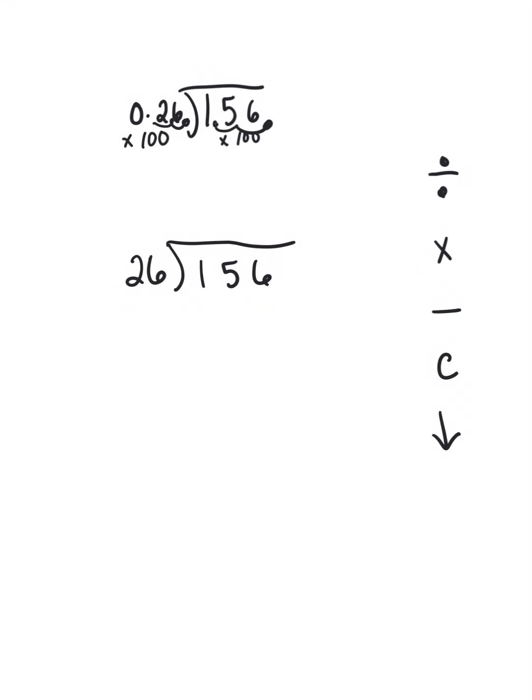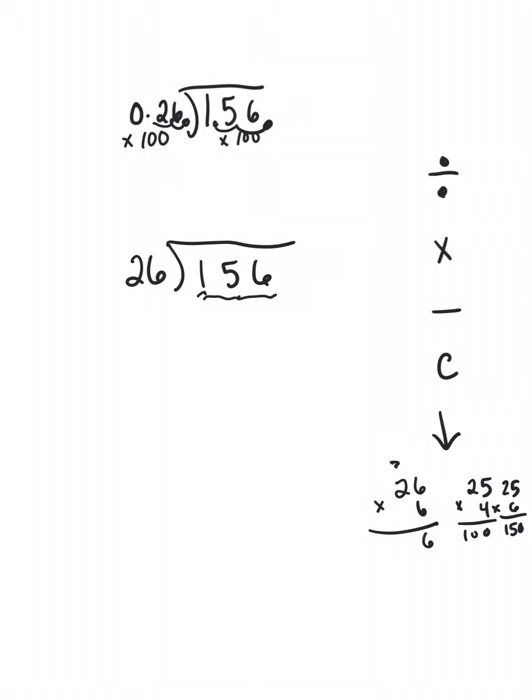Okay, now in this case, I can't do 1 divided by 26, and I can't do 15 divided by 26, so I've got to do 156 divided by 26. That makes it necessary for me to come over here and kind of experiment with these numbers a little bit. Now 26 is very close to 25, and 25 times 4 is 100, and 25 times 5 would be 125, and 25 times 6 would be 150. So I'm going to do 26 times 6 and see if that works.